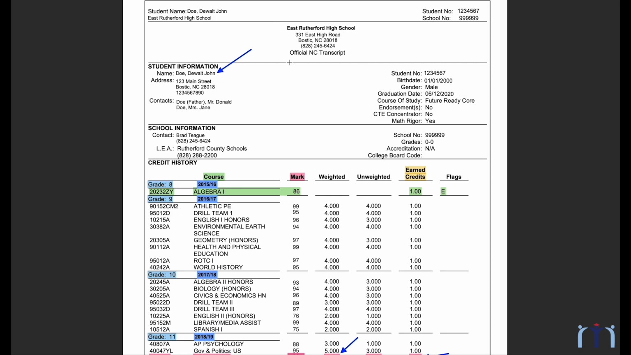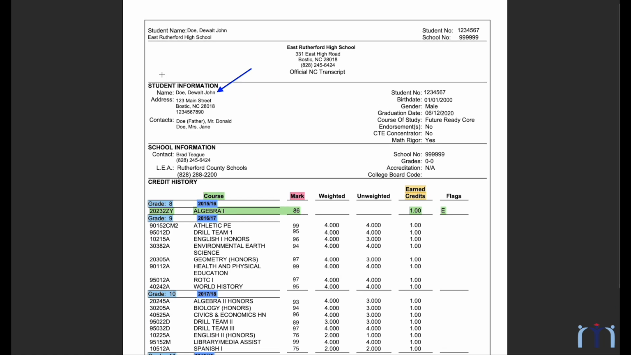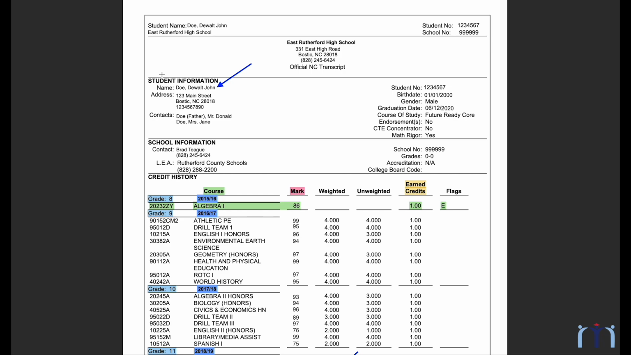I hope that during this webinar we can enlighten you on some added benefits and some information on how to look at a transcript and how to gain some insightful information on the students that you are mentoring.